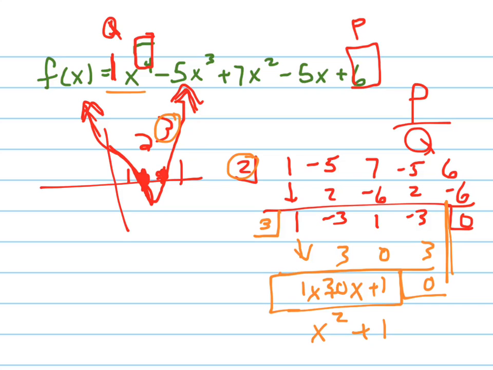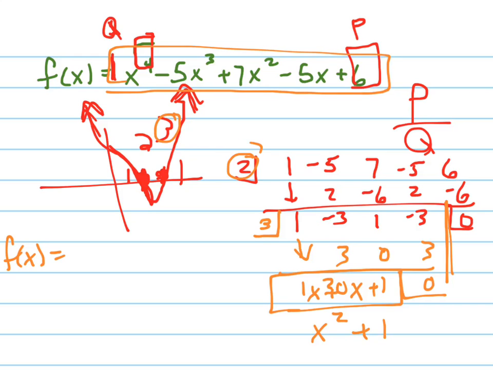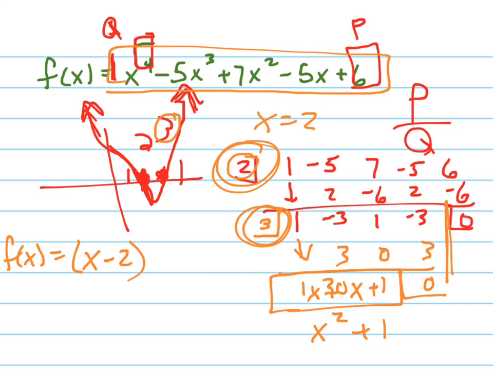So what does this equal up here? That equals, I'll write it over here, f of x equals, let's write it as a product of linear factors. What linear factor comes from the 0 of 2? X minus 2. If x equals 2, set that equal to 0, what do you get? X minus 2. What linear factor comes from the 0 of 3? X minus 3. And what are my other two?